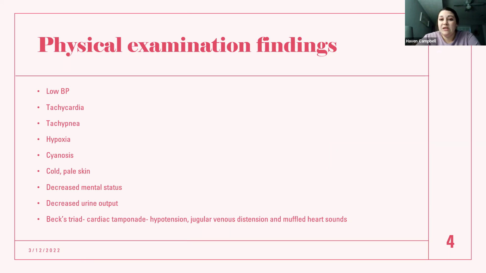So what are some physical examination findings that you might see on a patient with obstructive shock? They will normally have a low blood pressure, they'll be tachycardic and tachypneic, they will have hypoxemia or hypoxia, they will be cyanotic, they'll have cold and pale, sometimes clammy skin. They'll have a decreased mental status, a decreased urine output, and one of the big ones you'll see with cardiac tamponade is Beck's triad, which is hypotension, jugular venous distension, and muffled heart sounds. In cardiac tamponade, there is fluid surrounding the heart, so the sound will be muffled.